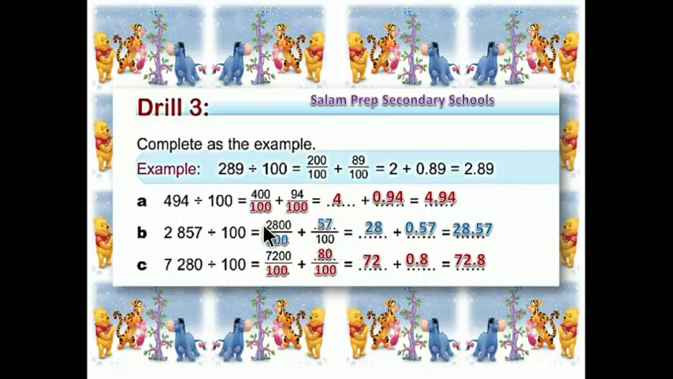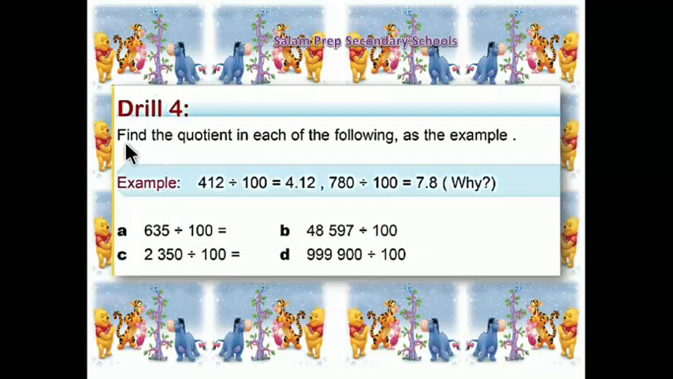equal 2800 divided by 100. We can remove 2 zeros with 2 zeros. 28 divided by 1 equal 28 plus 57 over 100 equal 0.57. 28 plus 0.57 equal 28.57. Drill 4. Find the quotient in each of the following as the example.